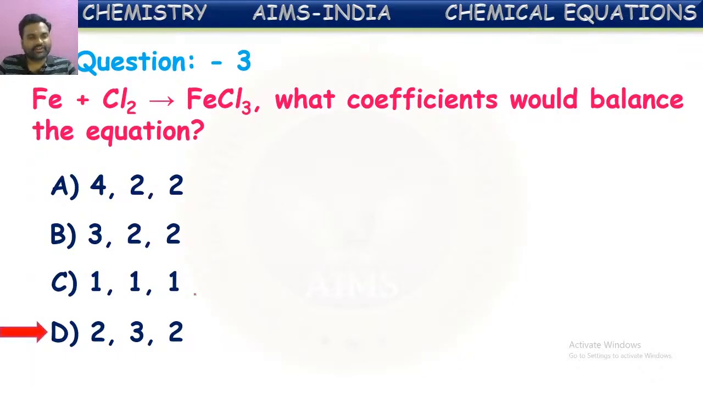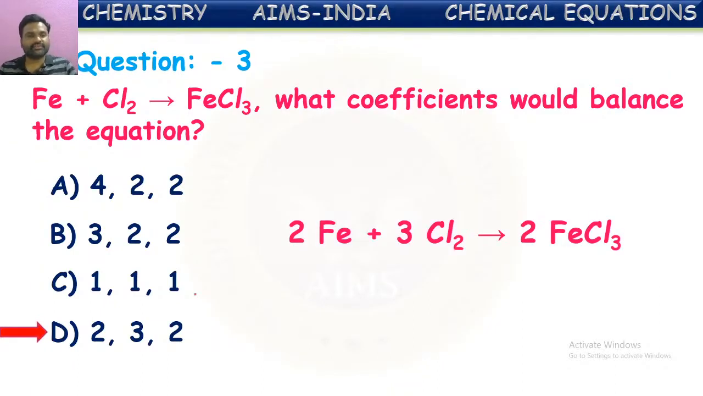So D is the correct answer for this equation, because if you see the balanced equation, we get it like this. 2, 3, 2 are the coefficients we get after balancing. We check the number of atoms. The number of iron atoms on the reactant side is 2. The number of iron atoms on the right-hand side, or product side, is also 2. And the number of chlorine atoms.